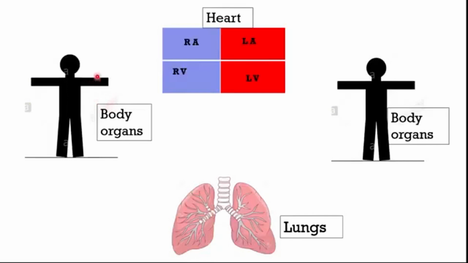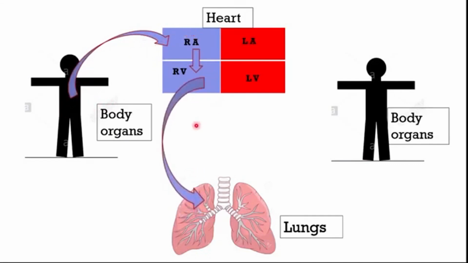The deoxygenated blood from the body organs is first carried to the right atrium, then to the right ventricle, and finally to the lungs. This is the first pump. So the blood from the body organs, that is deoxygenated blood, is carried by the veins to the right atrium. From the right atrium, it reaches the right ventricle and finally reaches the lungs for oxygenation. This is the first pump.